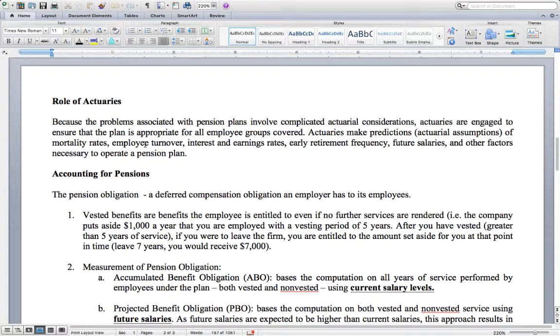Next, we'll discuss briefly the role of actuaries. Because the problems associated with pension plans involve complicated actuarial considerations, actuaries are the most significant piece of this calculation. Using their knowledge, they make predictions with actuarial assumptions of various items, and as you see there, I listed a few: mortality rates, employee turnover, interest and earning rates, early retirements, future salaries, and other factors to operate the pension plan. So they use all of this information and come up with a very complex calculation to determine at each period, when the company reports their financials, how much they owe at that given time in their pension plan to their employees.